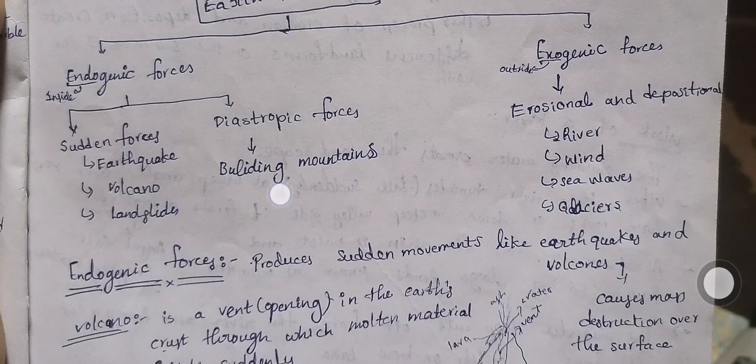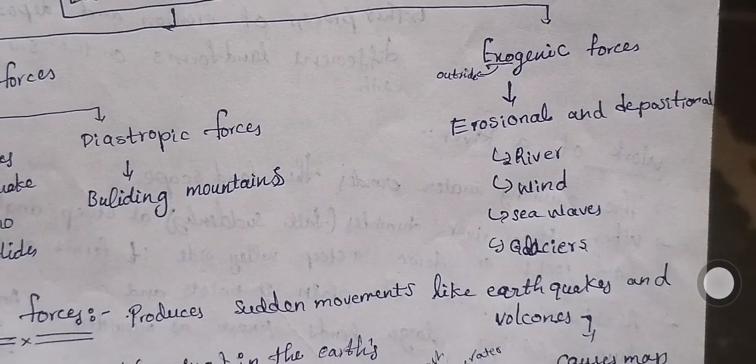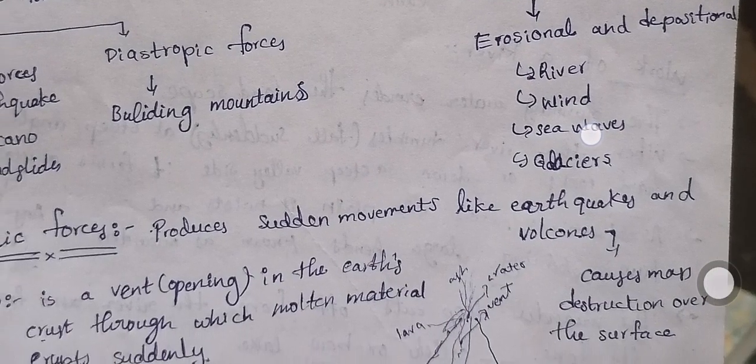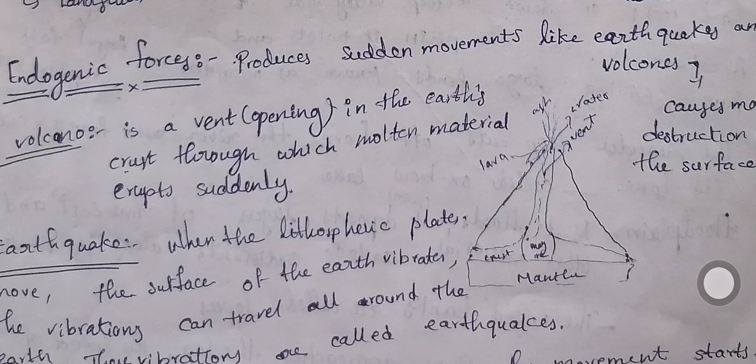And then exogenic forces. These forces act on the outside of the earth. Exogenic forces act as erosional and depositional forces. The agents of erosion or deposition are rivers, wind, sea waves, and glaciers. First, we will study the endogenic forces.